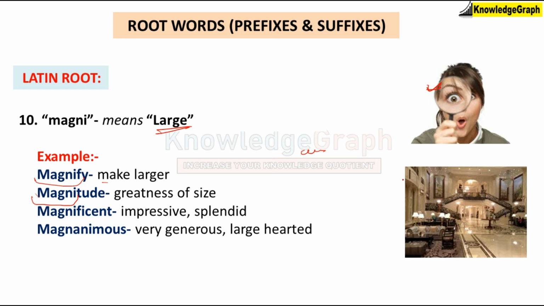Magnificent, impressive and splendid. If your house looks splendid, you can say, I went to my friend's house and he had a magnificent interior. So it basically means splendid and impressive. Magnanimous means very generous, large-hearted. A person who is very large-hearted is known as magnanimous.